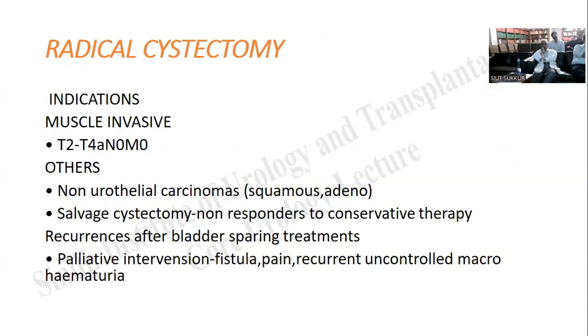Indications for muscle invasive disease include T2 to T4a and N0 M0. Others include non-urothelial carcinoma like squamous cell carcinoma and adenocarcinoma. In salvage cystectomy: non-responder to conservative therapy, recurrence after bladder sparing treatments, and palliative intervention, which includes fistula, pain, and recurrent uncontrolled macrohematuria.